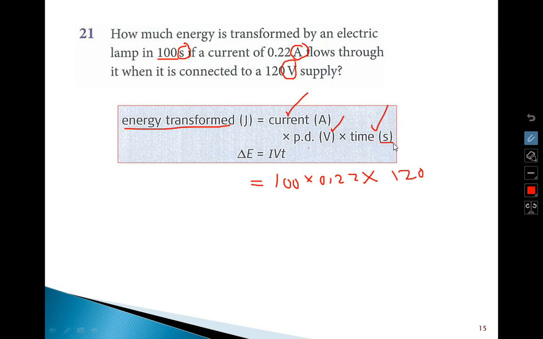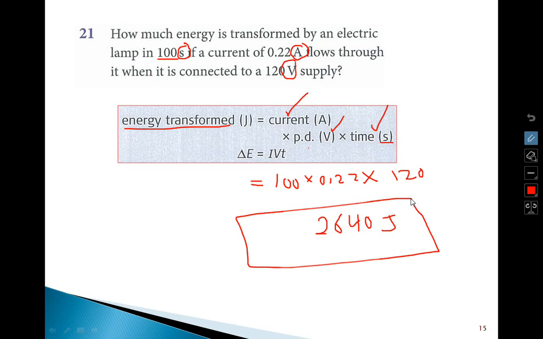So the value of energy transferred is equal to 100 times 0.22 times 120, which is equal to 2640 joules. So the energy transferred here is 2640, or for simplicity we can say it's approximately 2600 joules.